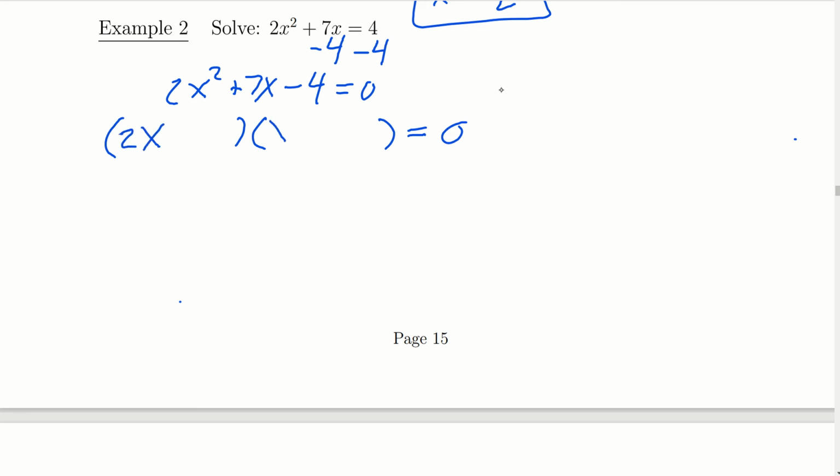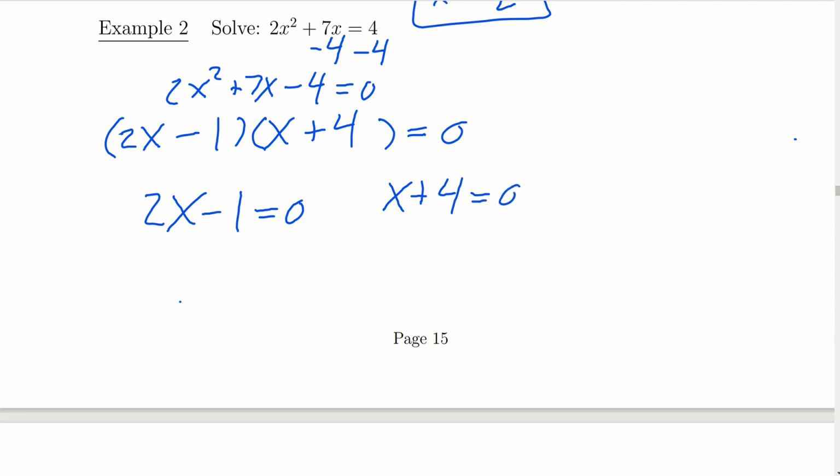It's going to factor as a 2x and an x. We need a 1 and a 4, and then the signs are going to be a plus and a minus. So 2x squared plus 7x minus 4 factors as 2x minus 1 times x plus 4. Now that we have it factored, set equal to 0, we're going to set each factor equal to 0 individually. So we set 2x minus 1 equal to 0. We set x plus 4 equal to 0.